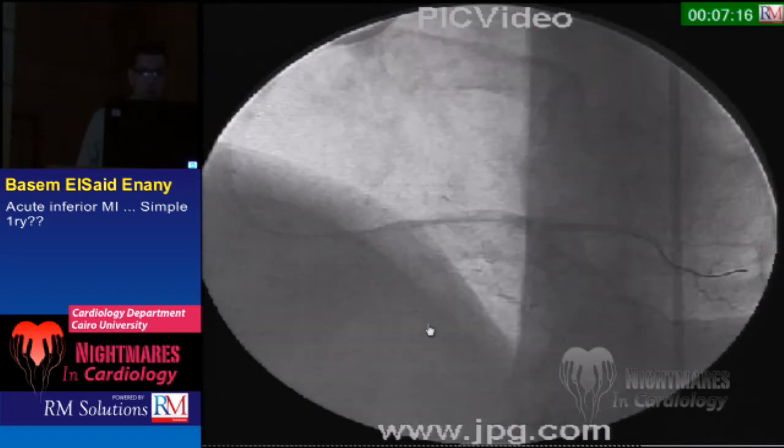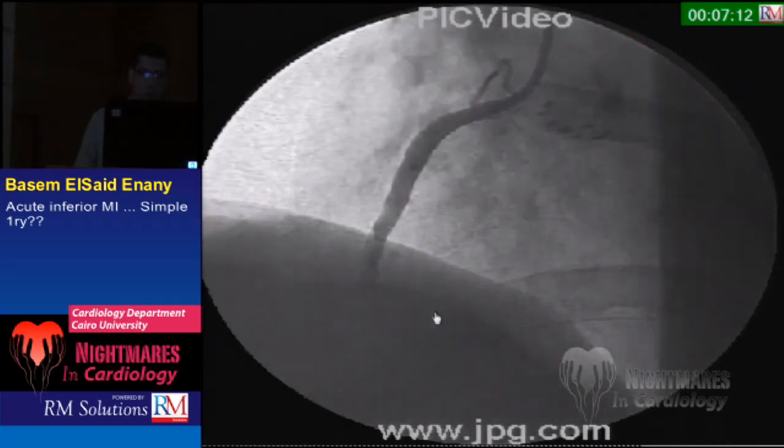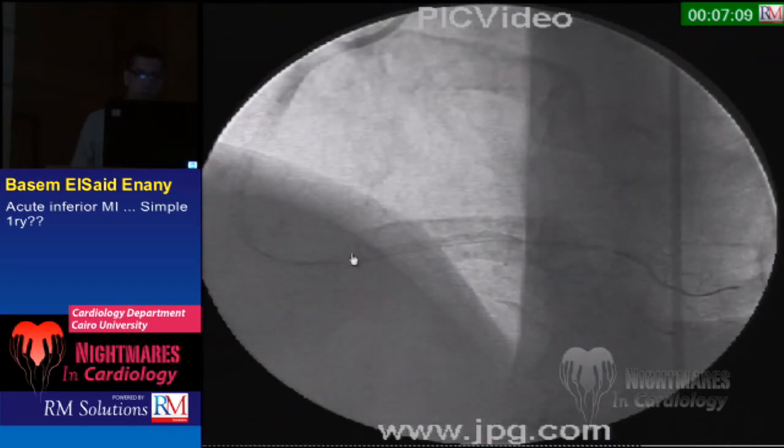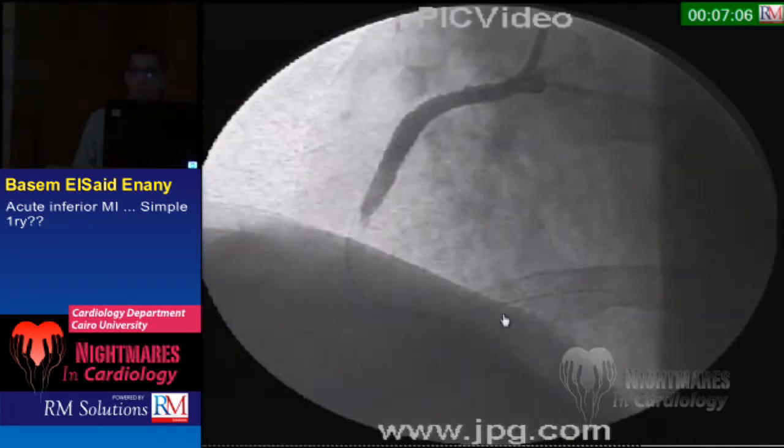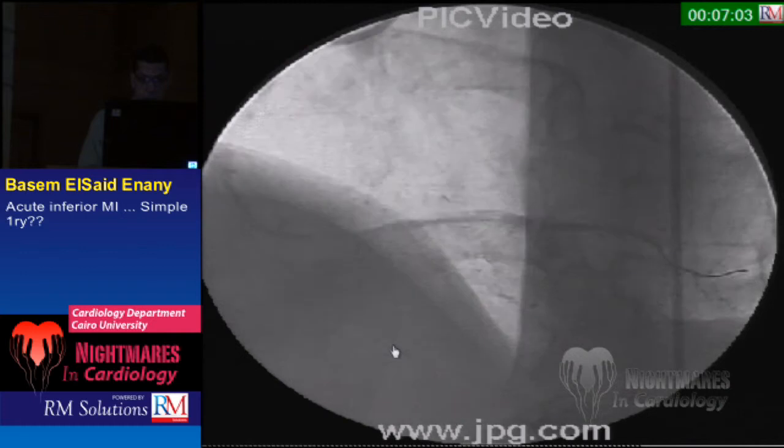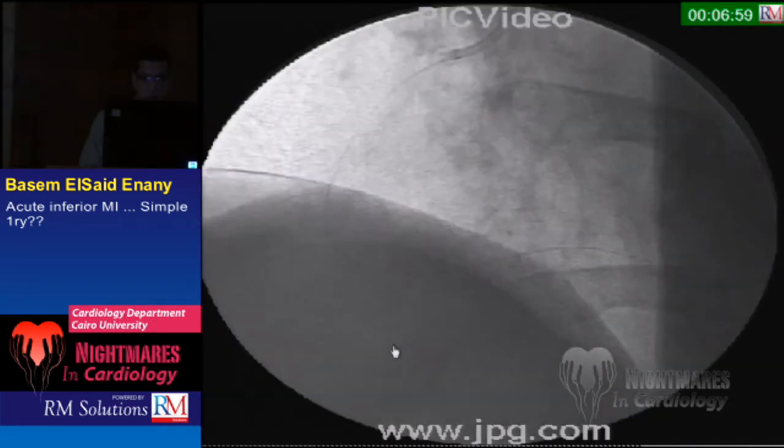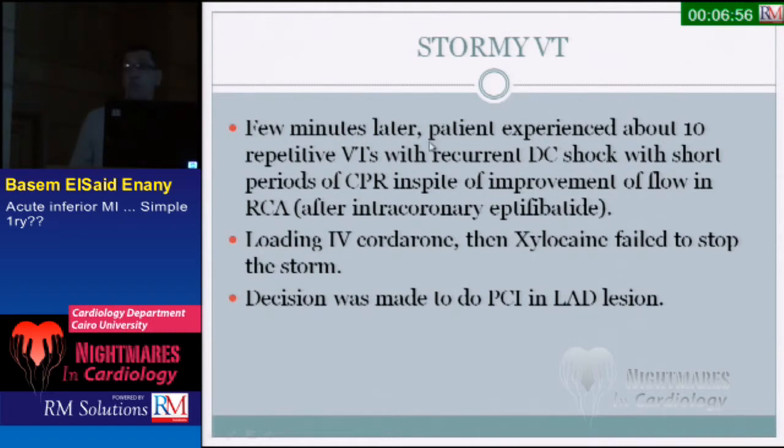The stent is adequately deployed, but there was TIMI 2 flow, nearly TIMI 2 flow. No reflow appeared here, with some thrombus dislodgement distally, although the appearance seemed good after Diver CE. At this stage, the patient's chest pain decreased, but we developed repetitive stormy VTach, about 10 times, with recurrent DC shocks and short periods of CPR, and the patient came back conscious. So we stopped CPR and tried to see again what was going on in the right coronary, with the same appearance. So we gave intracoronary eptifibatide, and the right coronary improved.